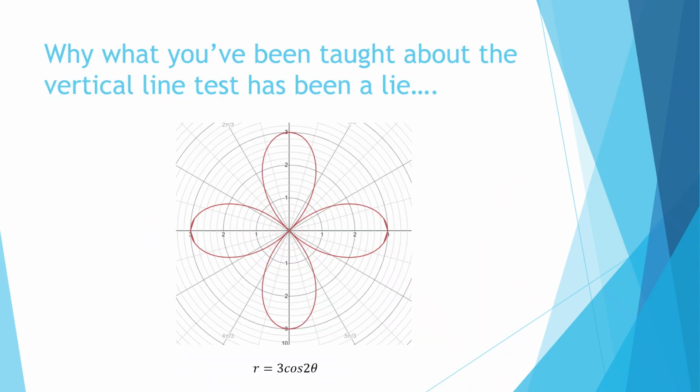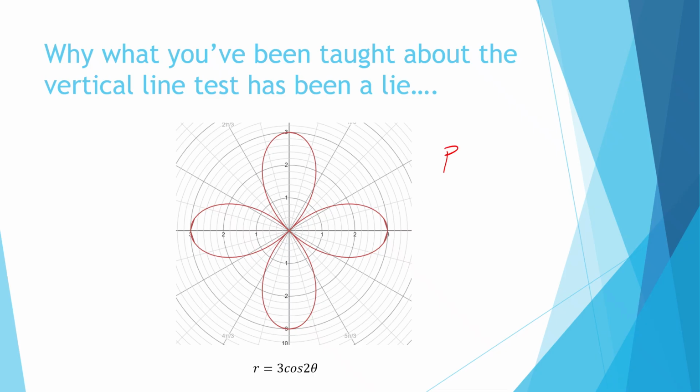Now, hold up. Everything I just told you about the vertical line test has kind of been a lie, and the reason for that is because there is one exception, and the reason why a lot of math teachers will kind of brush this exception underneath the rug when they teach you about the vertical line test is because you literally won't learn about this type of function until the very end of the school year.